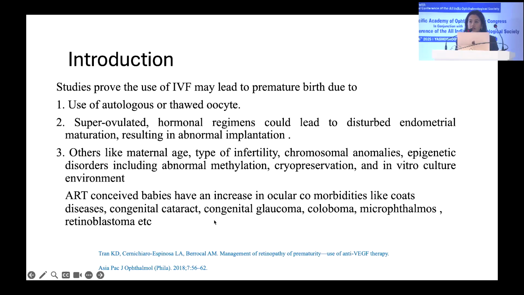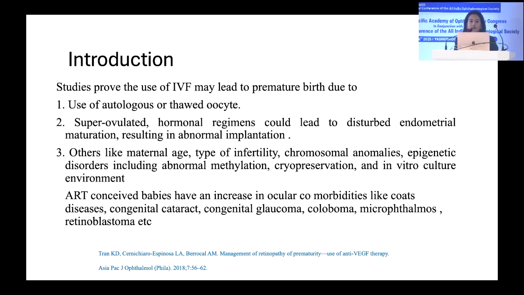use of the autologous or the thawed oocyte, superovulated hormonal regimens, which could lead to disturbed endometrial maturation, increase in the maternal age, the different types of infertility, chromosomal anomalies, the epigenetic disorders, which cause abnormal methylation, cryopreservation.